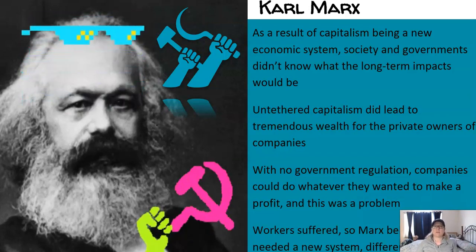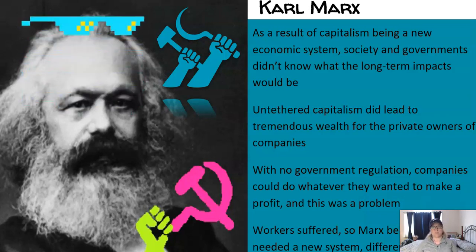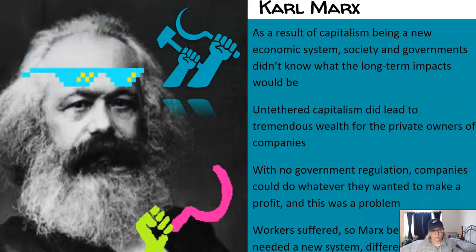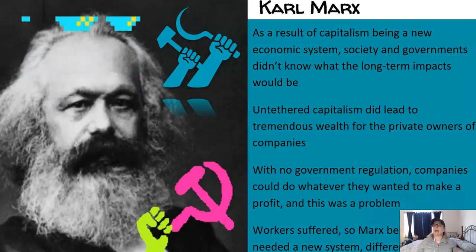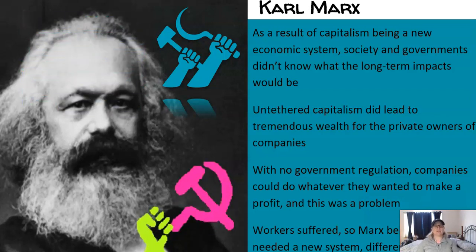In untethered capitalism, you don't have to worry about safety requirements in the factory. If someone cuts off their leg, you just toss them out of the factory, fire them, and bring someone else in. So untethered capitalism is really, really, really bad. But that's what we see at the beginning of the Industrial Revolution.